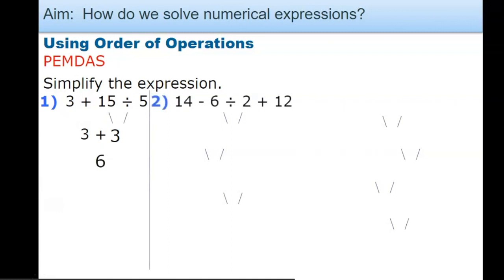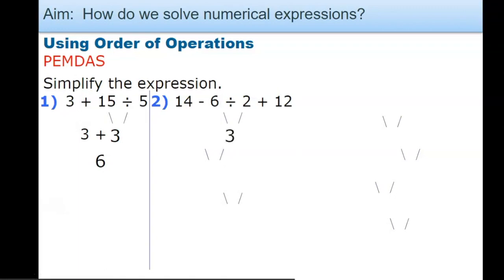Let's look at another problem: 14 minus 6 divided by 2 plus 12. Our first thing is we look for grouping symbols. Well, we don't have those. So then we would look for exponents. Well, we don't have exponents either. So next we do multiplication and division, and you do whichever one you have first. What we have first is 6 divided by 2. So 6 divided by 2 is going to give us what? That's right, it gives us 3.